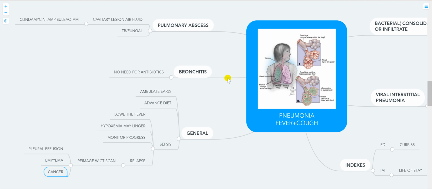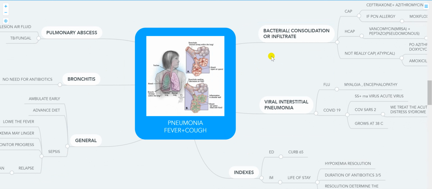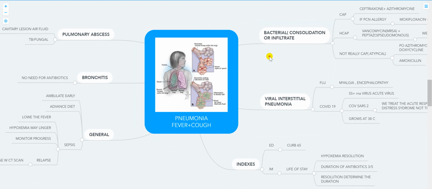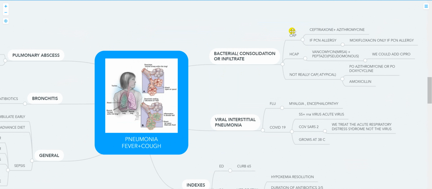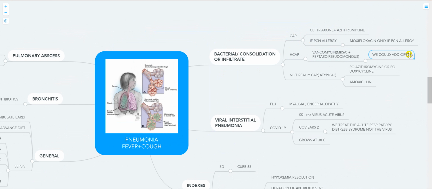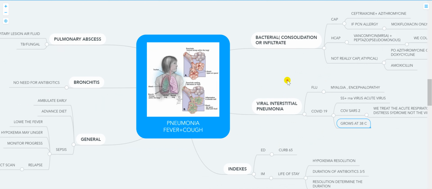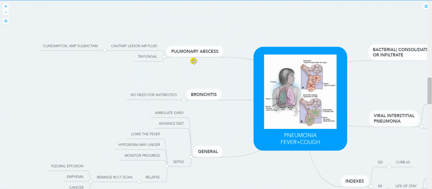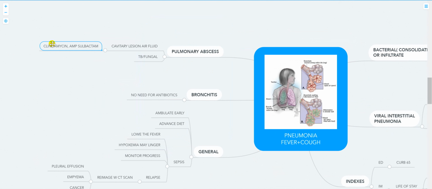Okay, just to review and recap: if it's bacterial, community acquired, ceftriaxone, azithromycin. If it's hospital acquired, Vanco, Peptazo. If it's not really CAP, just oral azithromycin. If it's viral, you treat the acute respiratory distress like COVID-19. If it's a pulmonary abscess, you add anaerobic coverage like clindamycin or ampicillin sulbactam.